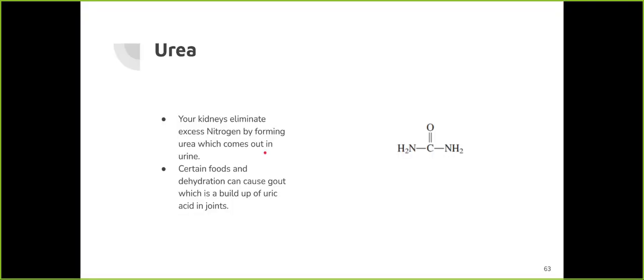Some real world uses. So your kidneys eliminate excess nitrogen from your body. We'll see this again when we get into the biochem side, by forming urea, which comes out of your body in urine. And urea is an amide. Certain foods and dehydration can cause gout, which is a buildup of uric acid in the joints of the body.